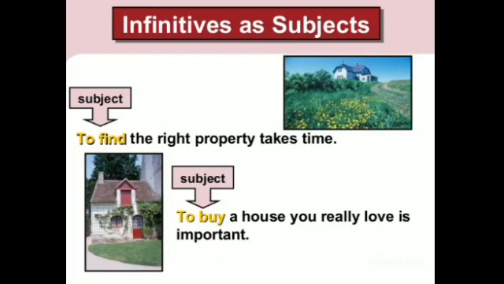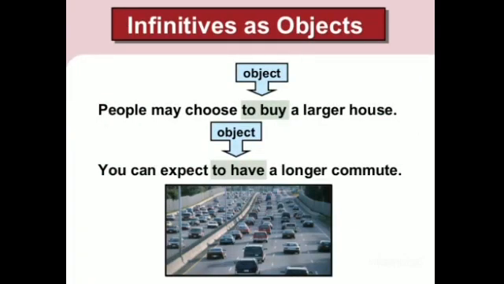To buy a house you really love is important. To buy acts as a subject. To infinitives act as objects. Example: people may choose to buy a larger house. To buy is an object here.